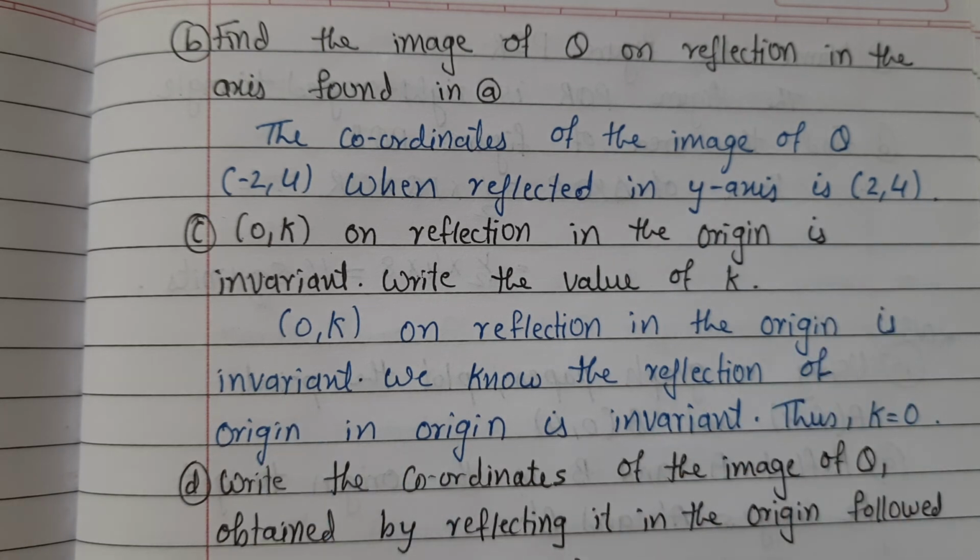C. (0, k) on reflection in the origin is invariant. Write the value of k. We know the reflection of the origin in the origin is invariant. Hence, k equals 0.